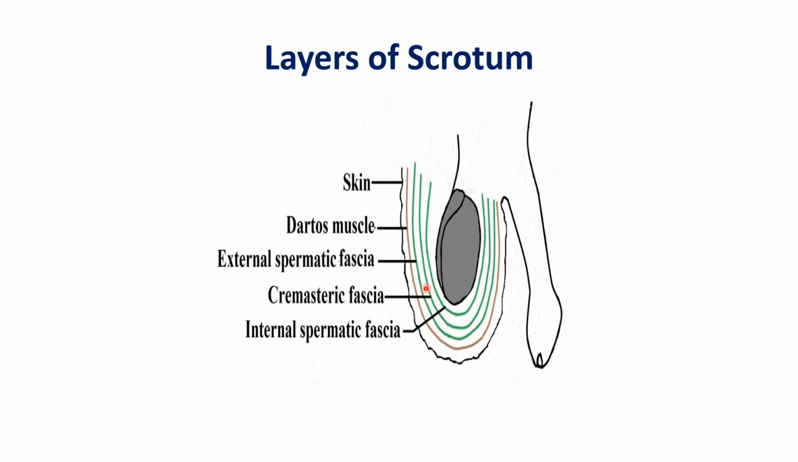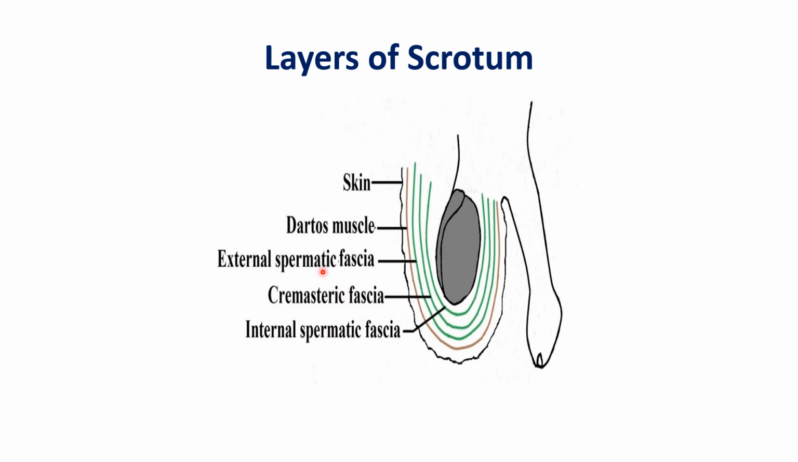Then we have the external spermatic fascia, which is a continuation of the external oblique aponeurosis, the cremasteric fascia, which is a continuation of the internal oblique muscle, and then the internal spermatic fascia, which is a continuation of fascia transversalis. So one should know the layers of the scrotum: external spermatic fascia is a continuation of external oblique, cremasteric of internal oblique, internal spermatic fascia of fascia transversalis, and one should also realize that transversus abdominis gives no continuation in the scrotum. And these are the layers of the scrotum.